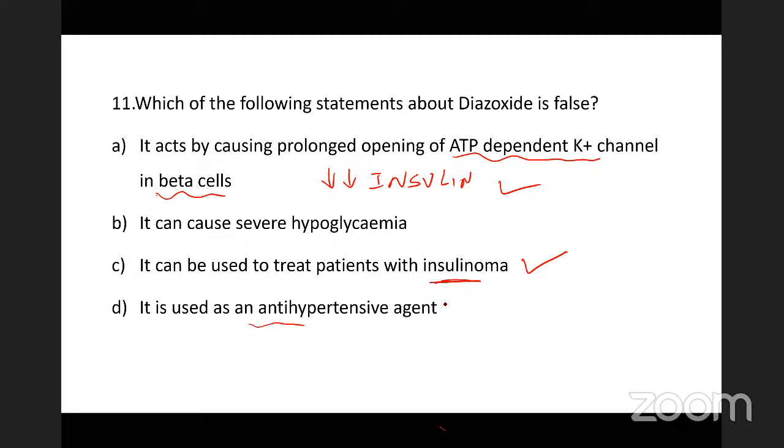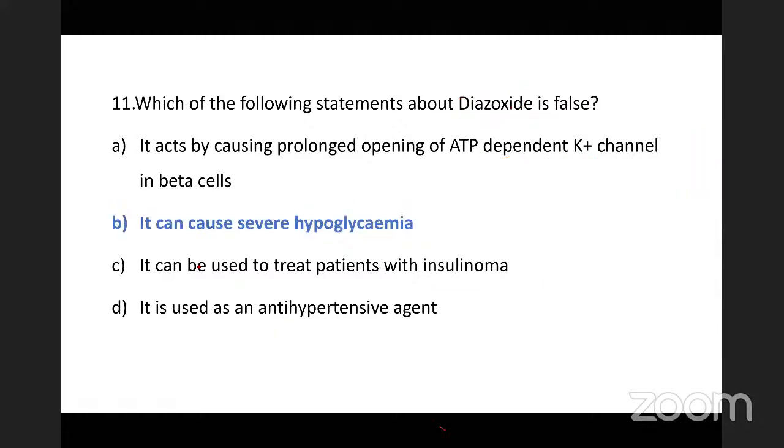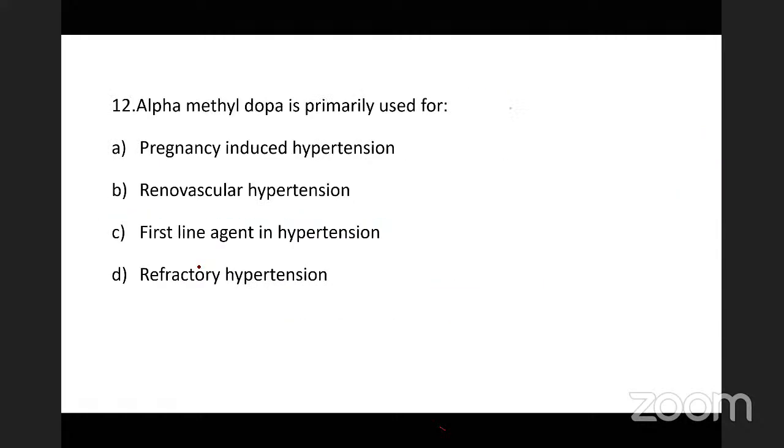It is used as an antihypertensive. Correct statement. We have learned that diazoxide produces two important side effects: one is hyperglycemia, the other is hyperuricemia. So the statement that it does not produce hyperglycemia is the wrong statement. Alpha methyl dopa is primarily used for pregnancy-induced hypertension. It is a safer drug in pregnancy.